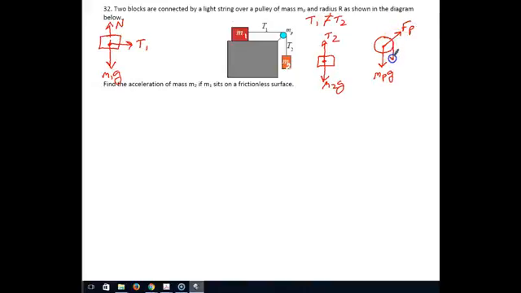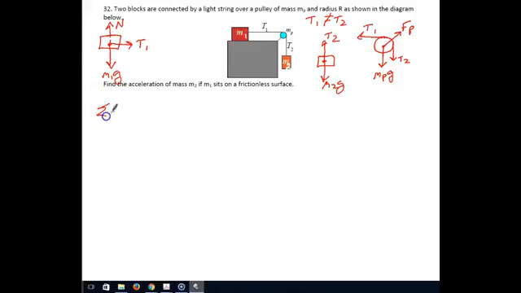And then we've got two tensions. We have a tension going this way, which is T2, and that points down towards the box. So that's this right here. And then we also have T1. So here's T1. Now we've got 3 different diagrams. They all tell about what's going on. So let's start with our first one.